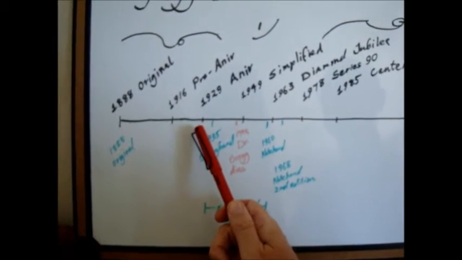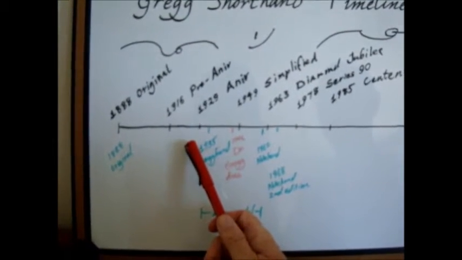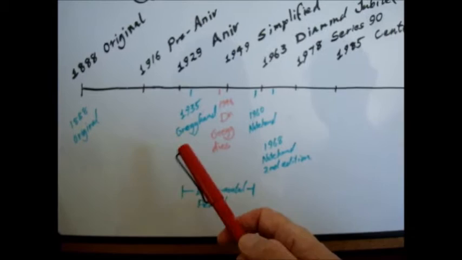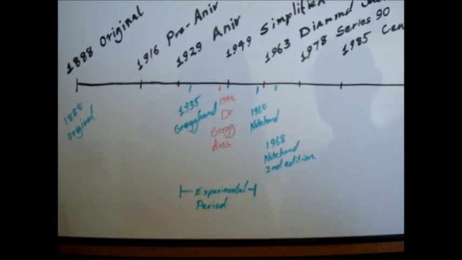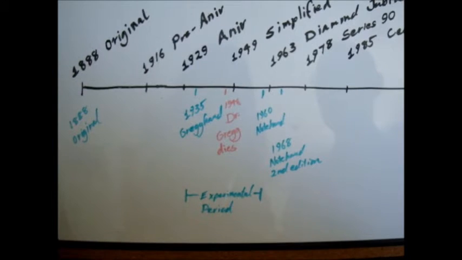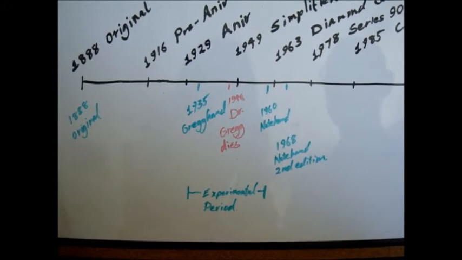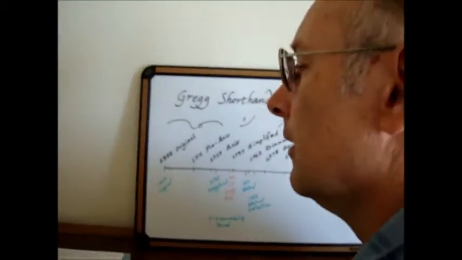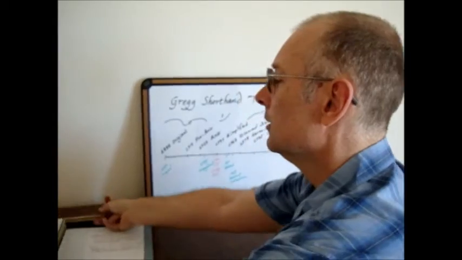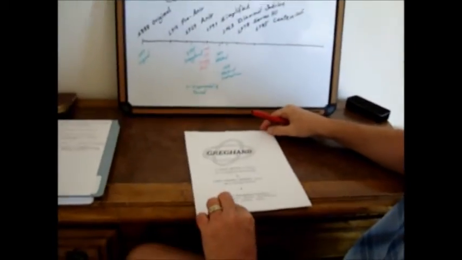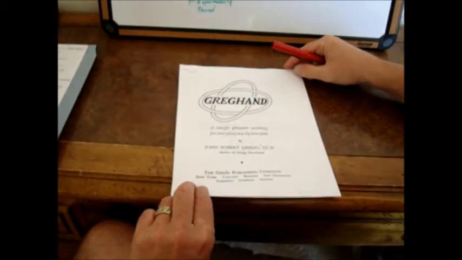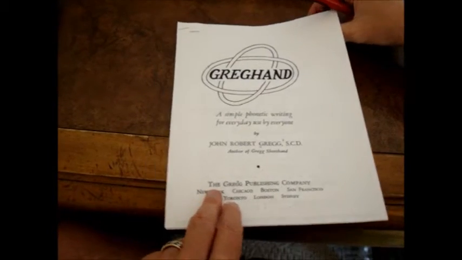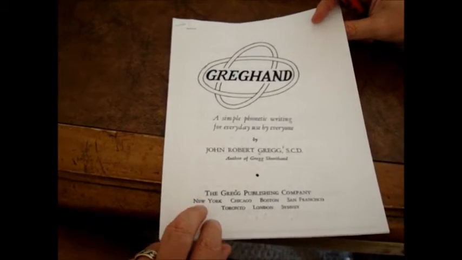Now, in the late 1920s, there's some evidence that Dr. Gregg started working with what he called his Gregg Hand. And then in 1935, there was an edition of Gregg Hand published. This Gregg Hand was a personal use shorthand, and it was devoted to that. If we can back up a little bit, I'm going to show now a facsimile version of Gregg Hand. So this is the 1935 edition of Gregg Hand that was published. A simple phonetic writing for everyday use by everyone. So this is not focused for the stenographer or office uses.